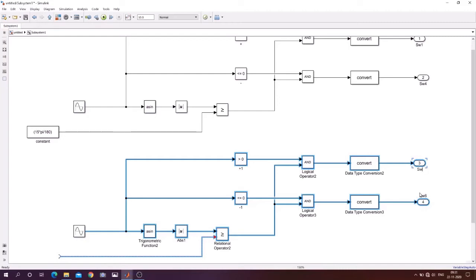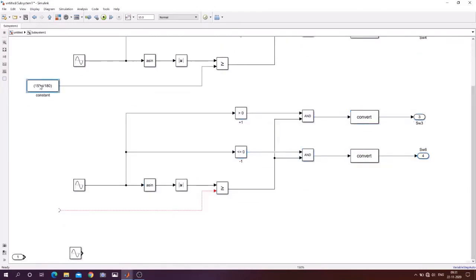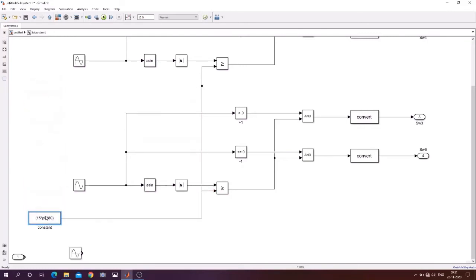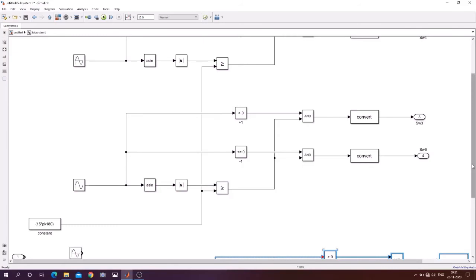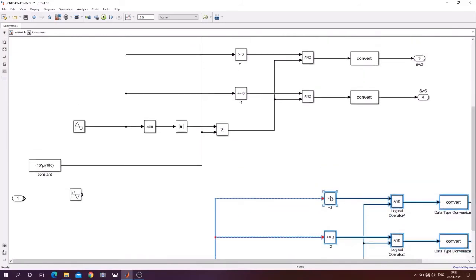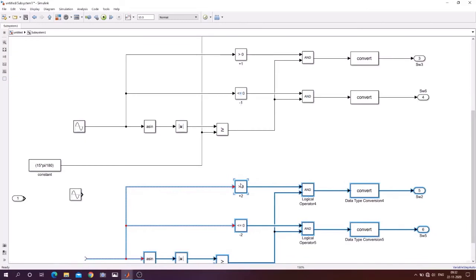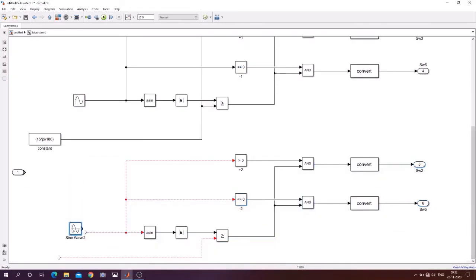It will be switch 3 and 6 will come out, and this will be compared with the same signal over here. Similarly, I will do again for the next phase. This is the third sine wave. The things are according.